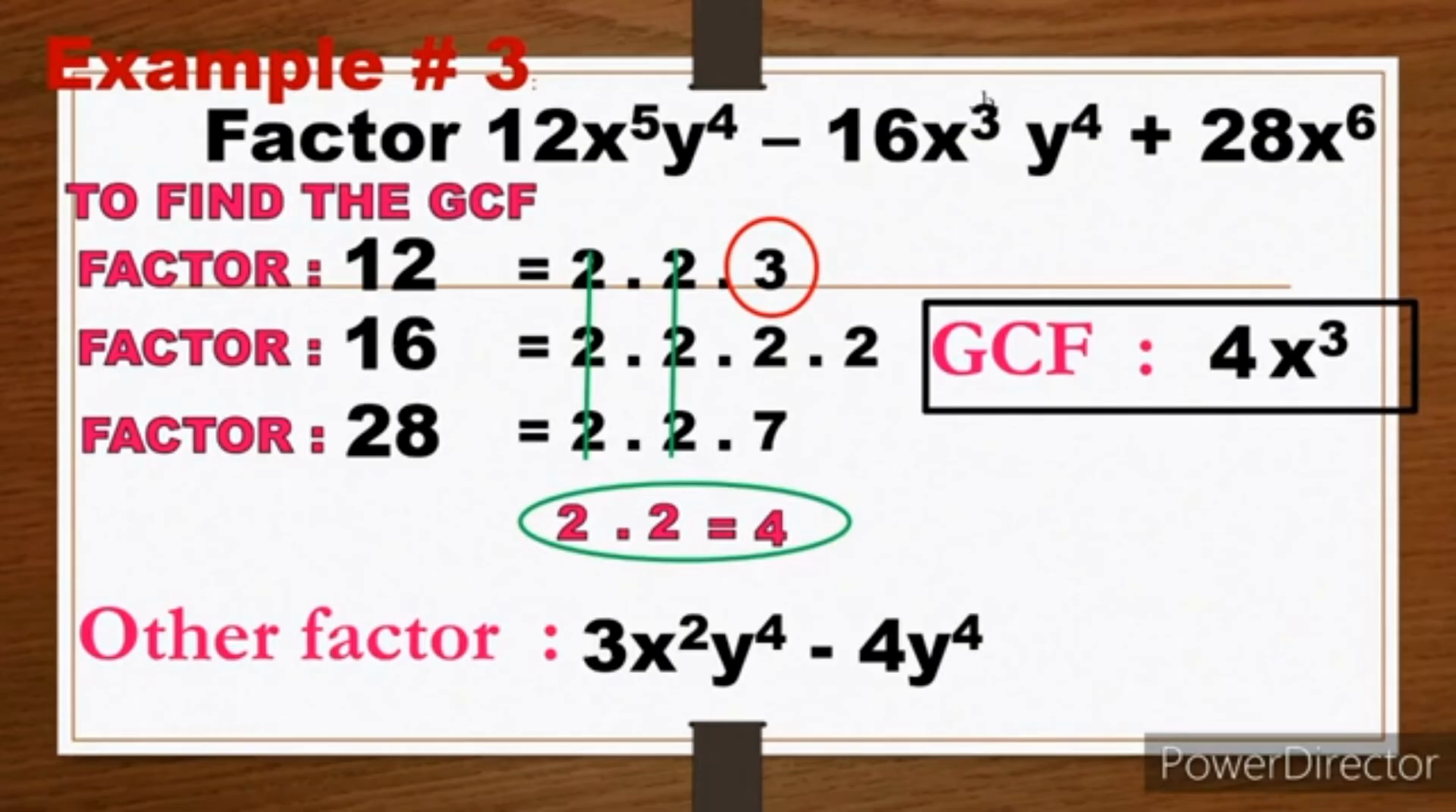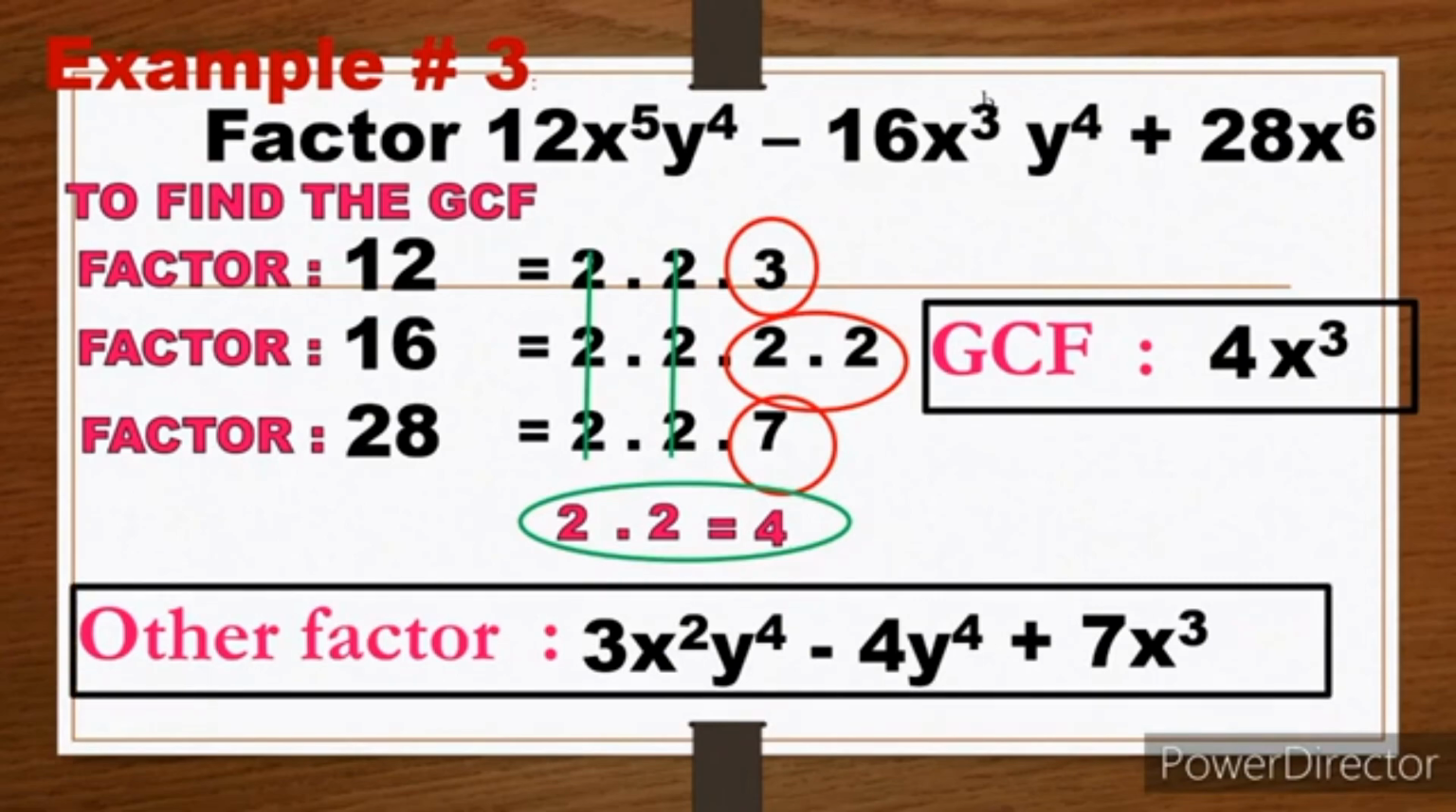The answer is negative 4. And x cubed divided by x cubed, subtract the exponent, 3 minus 3 is 0. Okay, so we can cancel x cubed. And then now we have y raised to 4. Okay, note na yung natirang factor kanina na hindi common, which is 2 times 2 is 4. Okay, so next, 28 divided by 4 is 7. Then x raised to 6 divided by x cubed is x raised to 3. So subtract the exponent, 6 minus 3 is 3. Okay, and note that the other factor is 7.